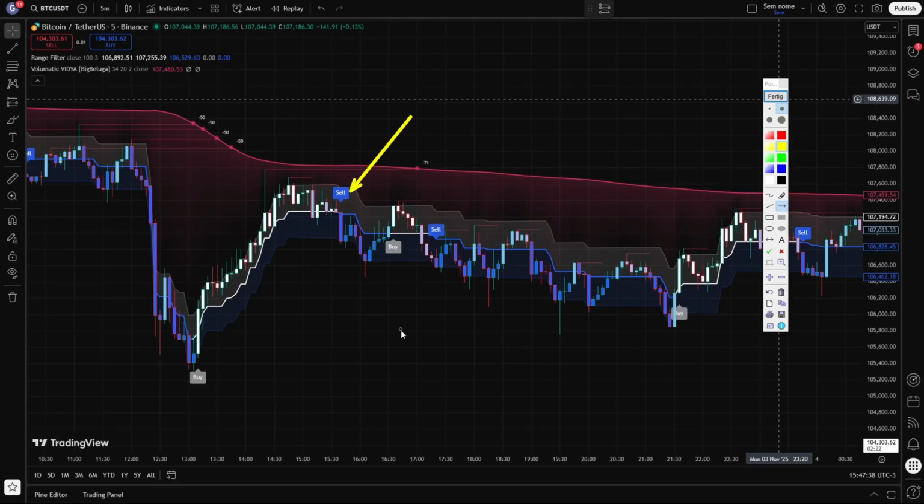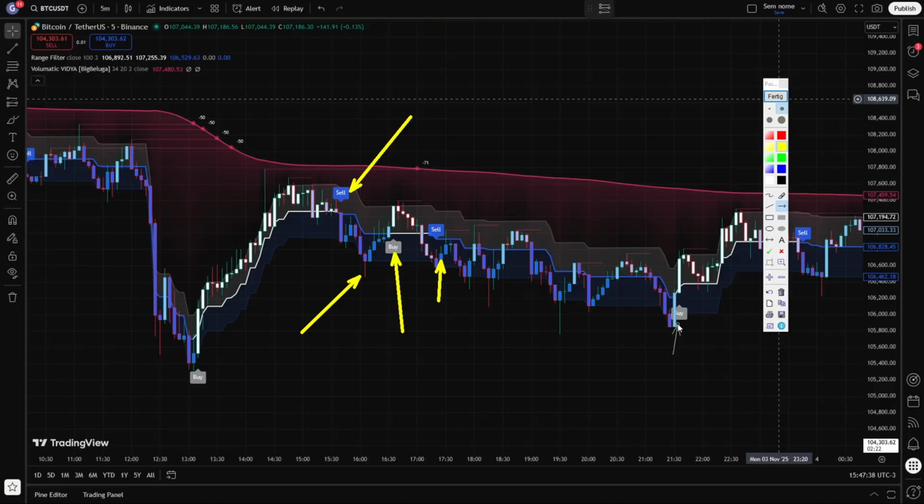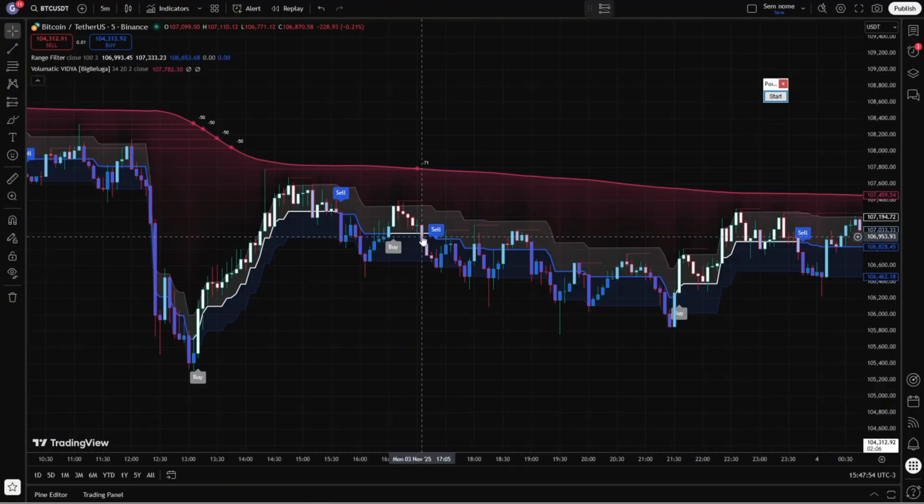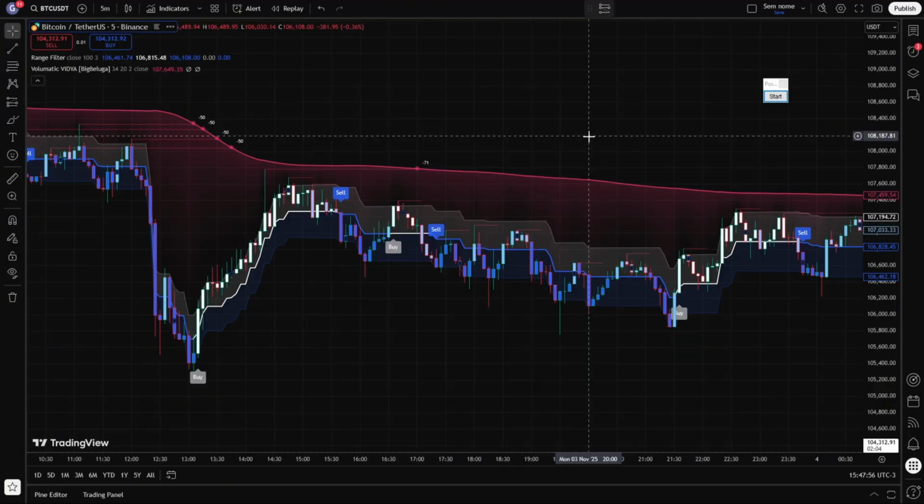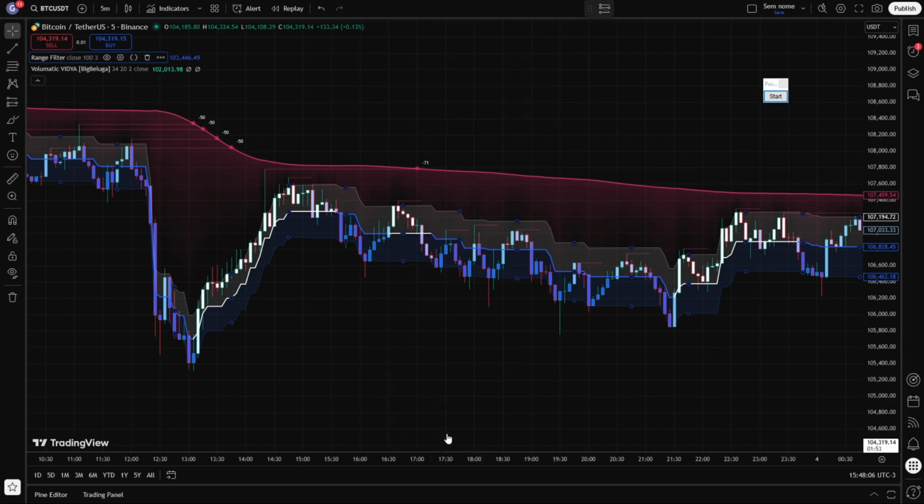Adhering to these sell and buy labels here isn't the most optimal choice, as it commonly provides us with the indication toward the conclusion of the price movement. So the best thing to do is to double-click the range filter indicator, go to the buy signal and sell signal options, uncheck them, and click OK. Now, how do I use this indicator?